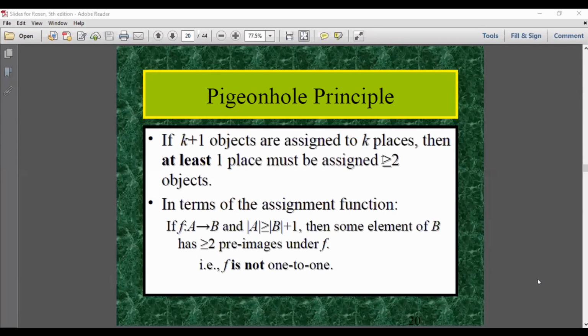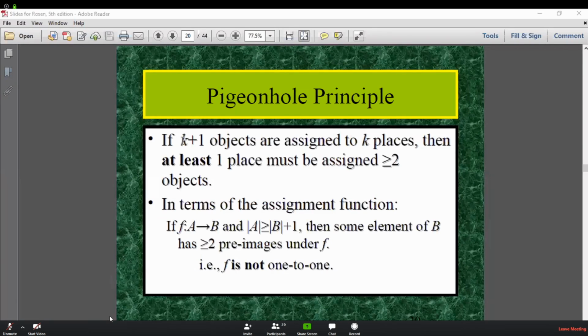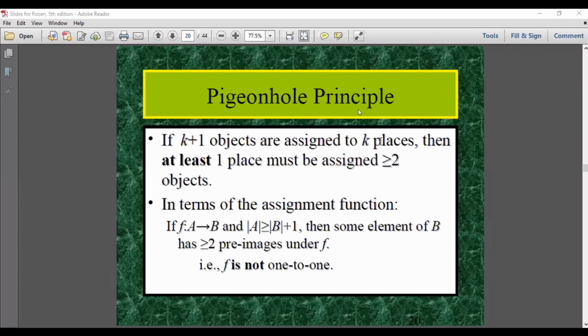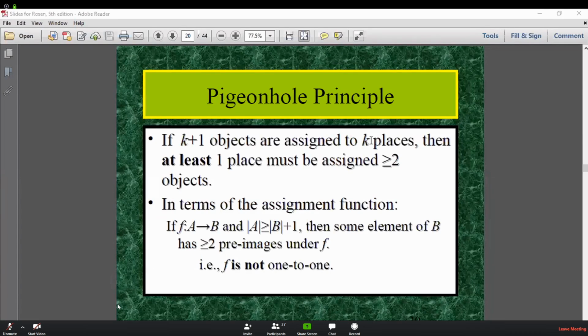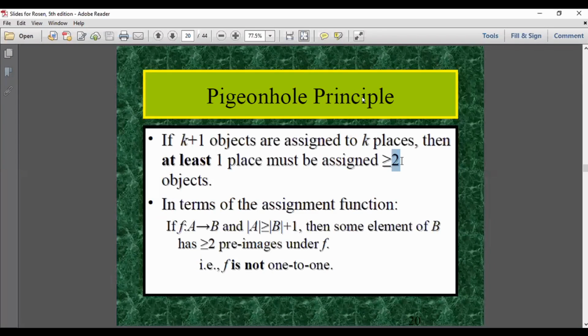If we consider this way, that in k places individually we have placed k objects, one remains. Where will that one go out of these k holes? Anywhere it goes, that particular place will have more than one object. That's why it is mentioned here as more than one, that is two.